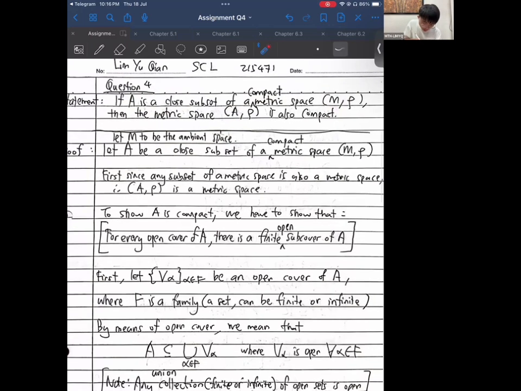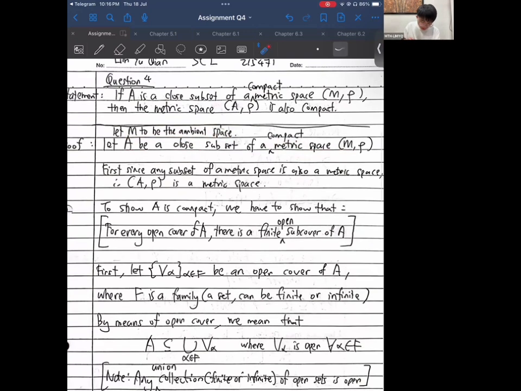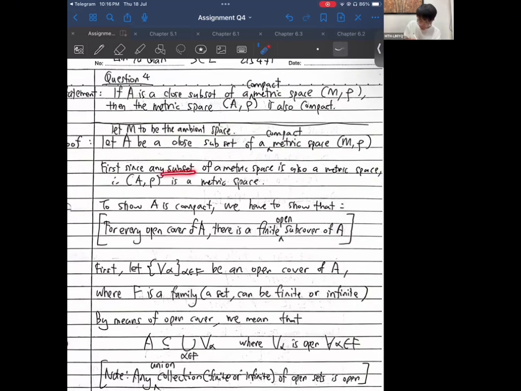So suppose the condition M is compact, and then A is a closed subset. Because any subset of a metric space is also a metric space, A is already a metric space. So what we have to prove is A is compact.